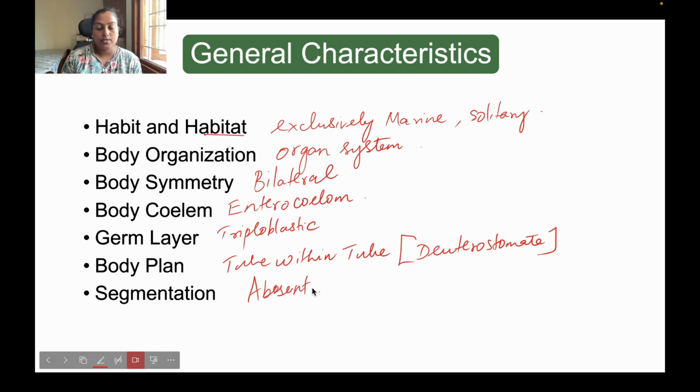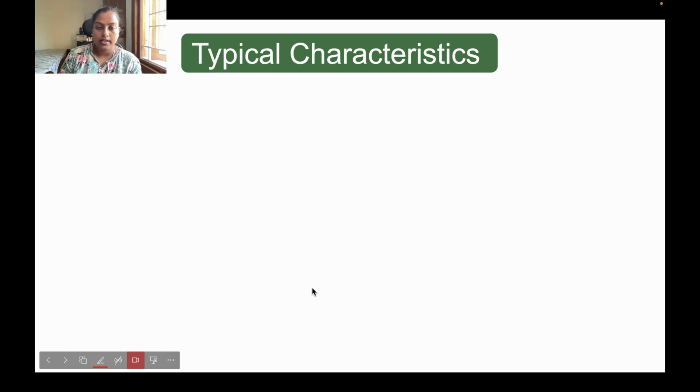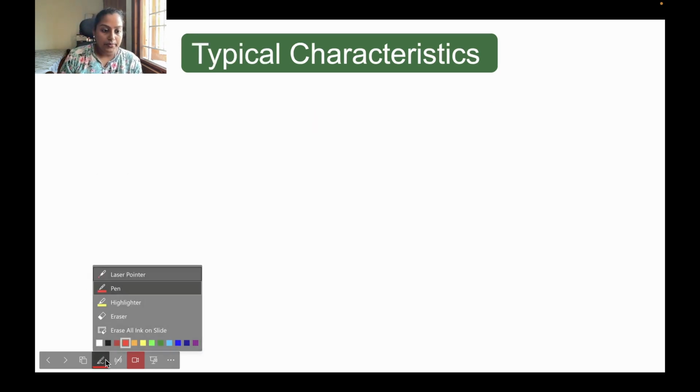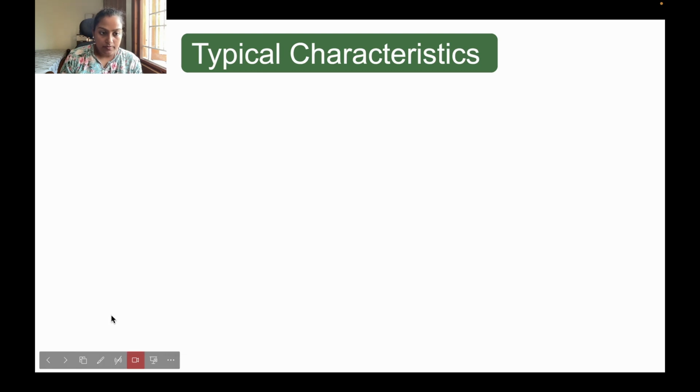So most of the features, if you see, are like Echinodermata regarding the general characters. One important thing in Echinodermata is that the adults will have radial symmetry and the larva will have bilateral. Here all of them will have bilateral symmetry. Okay. Typical characters. Before going to that, I would like to explain it with a diagram. So basically, it will have a proboscis, a collar, and a trunk like this.